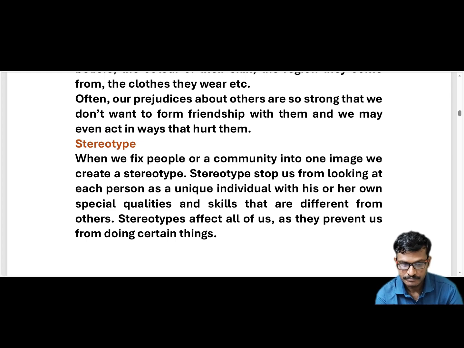And here, discrimination is of different types. So here is another heading, religious discrimination.